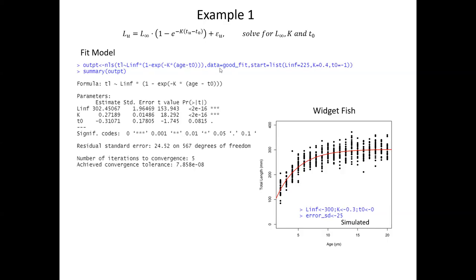In NLS, you specify your data frame that you want to pull the data from, and then you need to provide starting values to help estimate those parameters. So in NLS, you use start equals, and then the parameters are in a list, and you can provide those. And then you run it, and then you can look at different parts using the summary functions. In this case, you get the standard output with your parameter estimates, standard errors, and then it tests whether those parameters are different from 0.